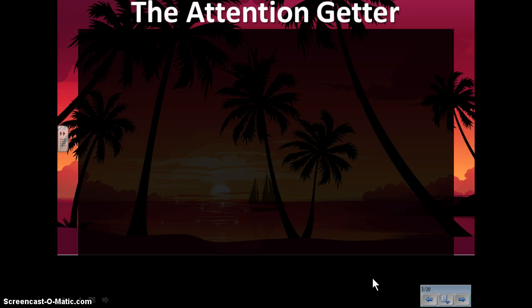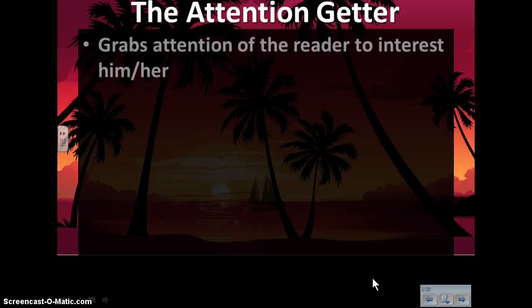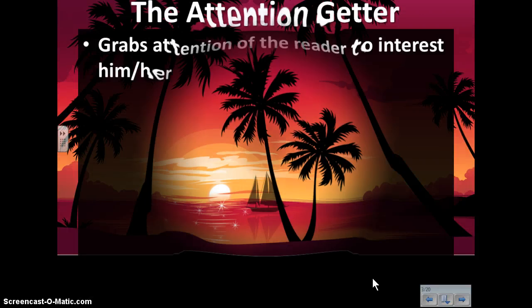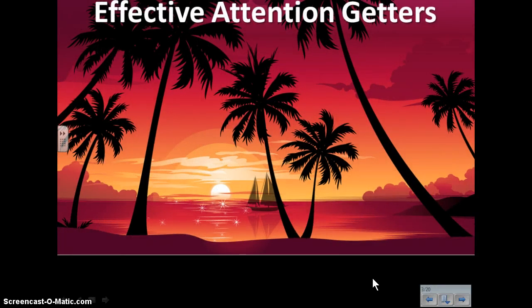Alright everyone, so we're going to talk a little bit about the attention getter in detail in this next section. So again, the attention getter, the main point is to grab that attention of the reader. You want them to be interested in your essay, you want them to keep reading. Let's talk about what some examples of effective attention getters would be.